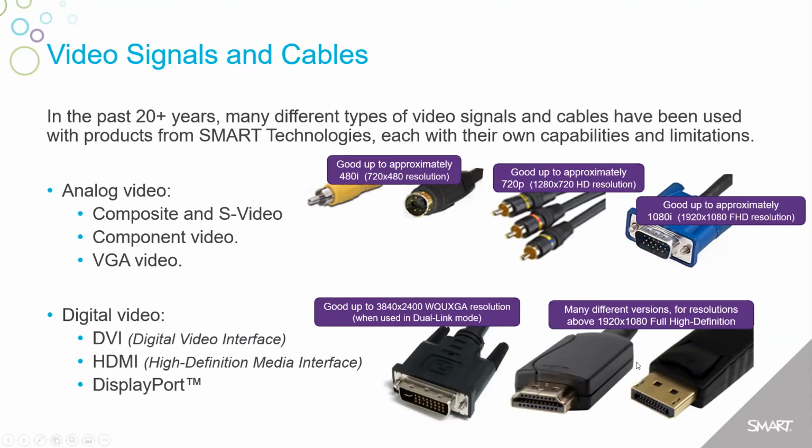HDMI and DisplayPort start supporting around full high definition, 1920 by 1080, and go well beyond that, even up to 8K displays today, and who knows what the future holds for these cables. The primary difference with HDMI and DisplayPort, however, is that they come in multiple different versions. And we'll talk about that specifically for HDMI in a later slide. Newer versions obviously support higher resolutions than older versions.